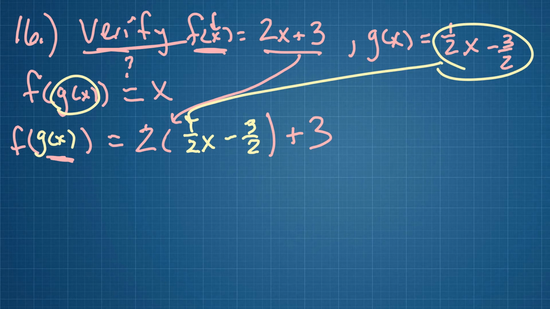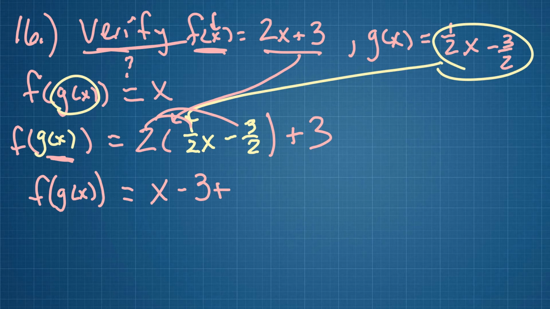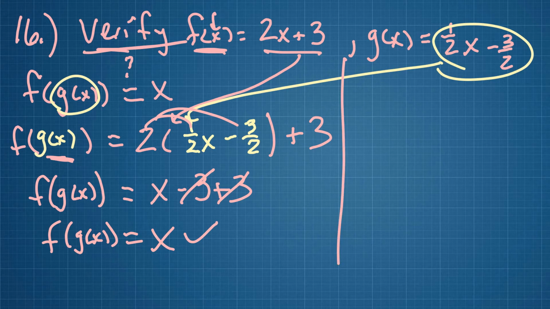Now I'm going to simplify. So I simplify that. I end up with f of g of x. Now remember, I keep this because that's my label. I get x minus 3 plus 3. Those cancel. So I end up with f of g of x equals x. I'm good to go. Now remember, there's 2 sides to every story. So now I have to prove that g of f of x equals x. I don't know that yet.